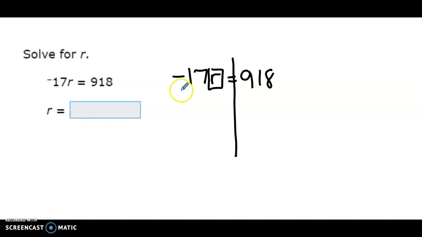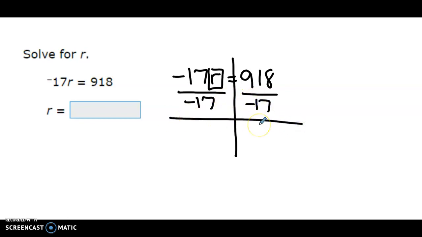This coefficient is negative 17. We're going to use division on both sides, and we're going to divide both sides by negative 17. The reason why we're not using positive 17 is because what we want is to solve for r. We want to know what r equals, 1r. If I had used a positive 17, then I would have been doing negative 17 divided by positive 17, and that would have given me negative 1r, not r. By doing a negative 17 divided by negative 17, the negative divided by the negative makes a positive, and 17 divided by 17 makes 1, leaving me with 1r. There it is right there.